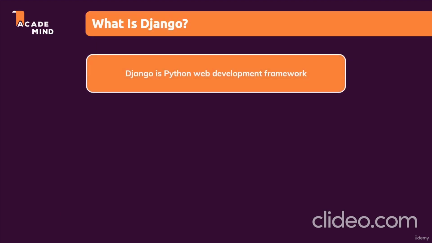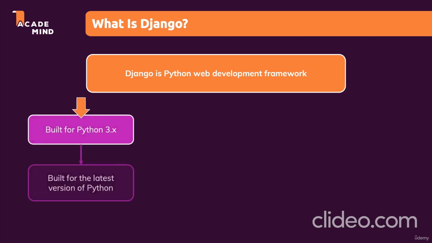So, what is Django? Django is a Python web development framework, which means that Django is a framework, I'll come back to what a framework is in a second, that allows you to build websites using the Python programming language, and also HTML and CSS, which you will also need. More on that in a second. Now, Django is built for modern Python using Python version 3.x, and this course will use Python 3.x, not 2.x.